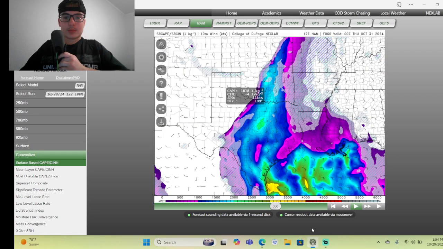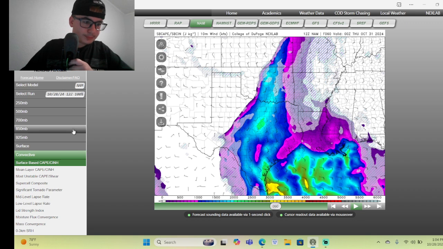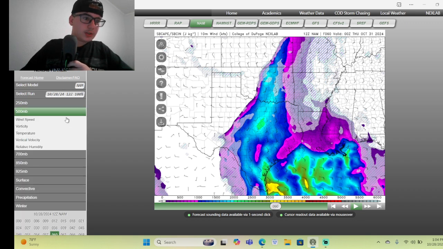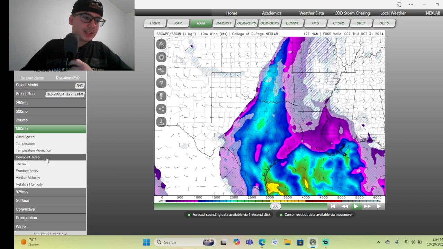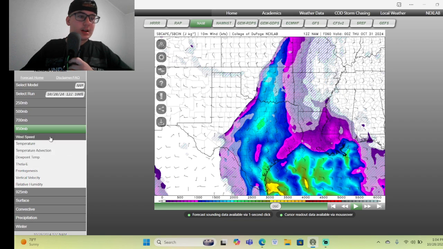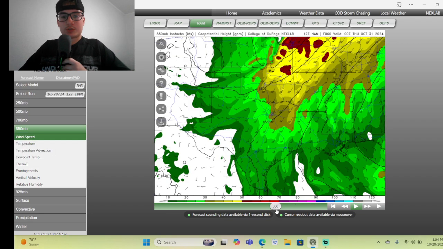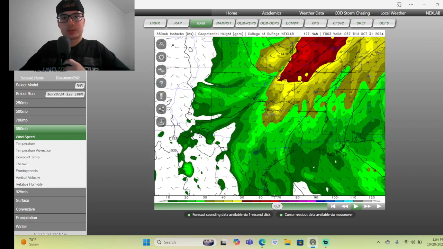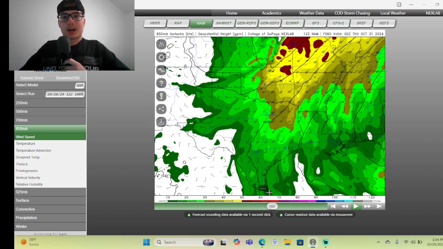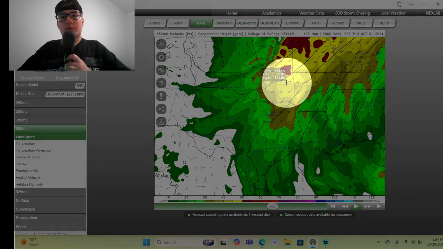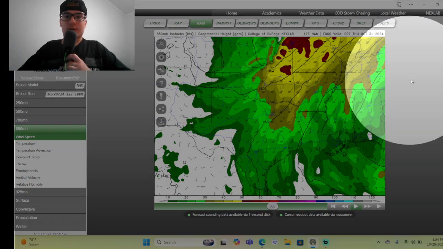I'm going to head back to the models because I do want to point something out. Now for the tornado potential, we will check this out on the low-level jet. This is what helps to rotate these thunderstorms. We have just a big ripper of a jet stream, screaming from south to north at like 50, 60 knots. And this really will help to rotate these tornadoes and thunderstorms.